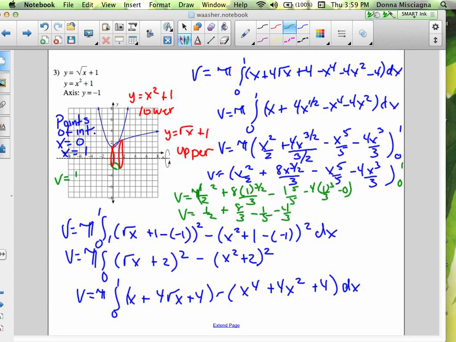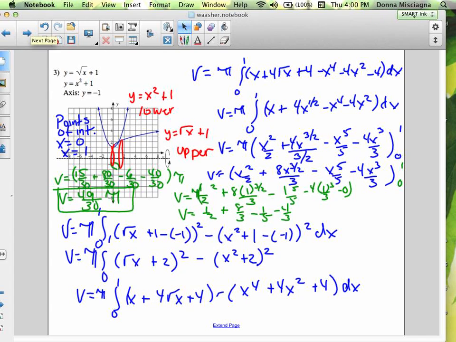So this would be 15/30 plus 80/30 minus 6/30, and then minus 40/30. Oh, I didn't combine them. I said I was gonna. So that's going to be 15 plus 80 is 95, minus 6 is 89, minus 40 is 49. So our volume is 49/30, and that's all times pi. 49/30 pi. There we go. That's the end of this problem.